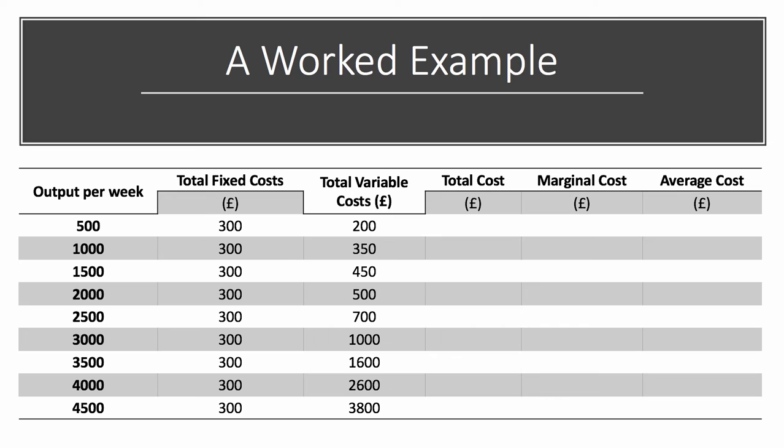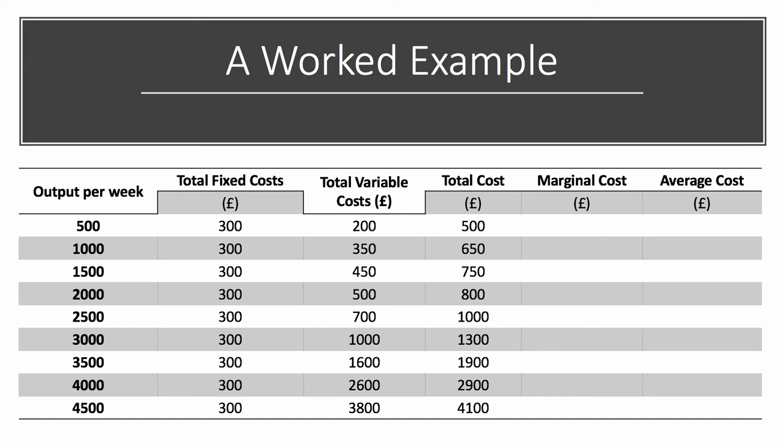So 3 columns left blank, while total cost is fixed plus variable cost. We just add those 2 costs together and we get those numbers. Produce 500 units per week, your total cost will be £500. If you double up to 1,000, your total costs rise to only 650, and so on and so forth.